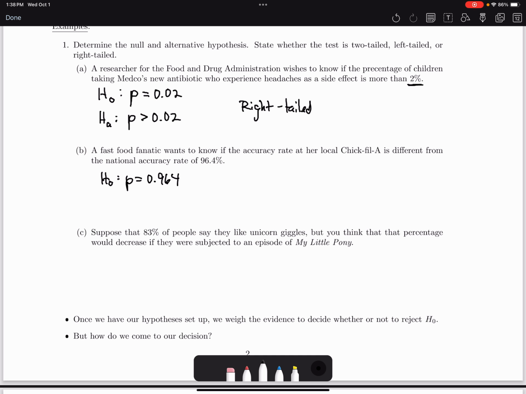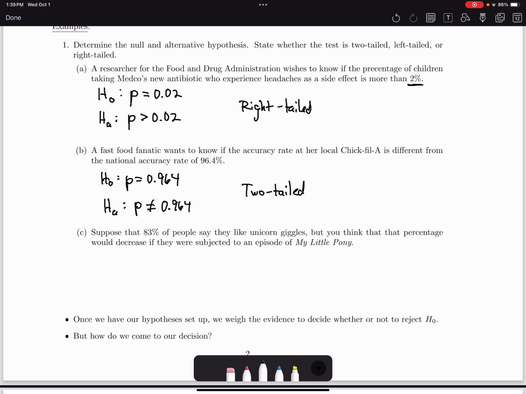The alternative here is that P is different from 96.4%. So the problem doesn't say specifically that she wants to know if it's bigger than that or less than that. It just says she wants to know if it's different from that. So we'll say not equal to 0.964. And because we're using a not equals in the alternative hypothesis, that makes this a two-tailed test.